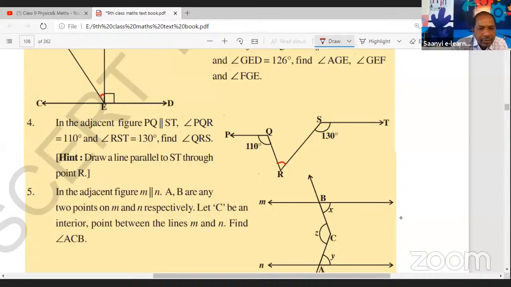And here one hint is given. Draw a line parallel to ST through the point R. So through this point R, we have to draw a line parallel to ST. This is the ST line. So we have to draw the line parallel to this line ST. We have drawn the line parallel to ST. To find angle QRS, this is the small hint given. So this is the problem.